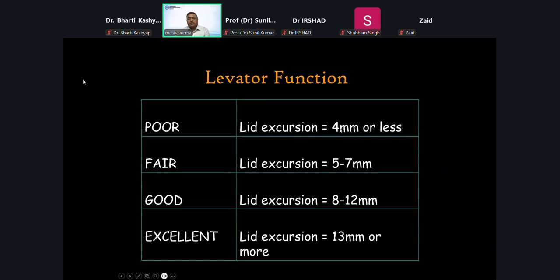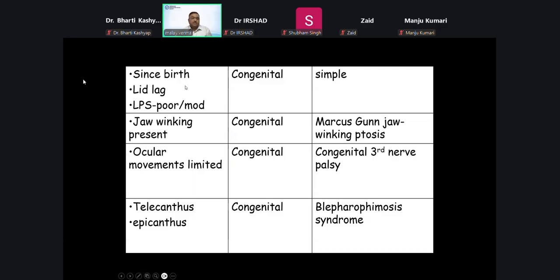Poor action if the lid excursion is 4 millimeter or less, fair when it is 5 to 7, good when it is 8 to 12, and excellent when 13 millimeter or more excursion is seen. How to classify the ptosis then? If it is present since birth, there is lid lag and LPS action may be poor to moderate. It is a congenital simple ptosis.